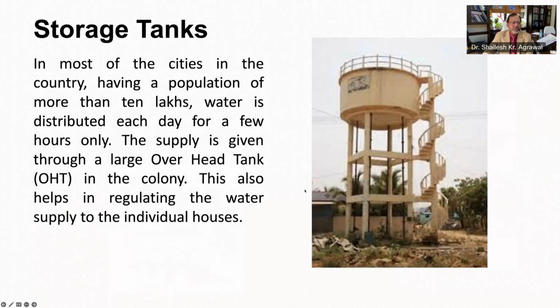In most of the cities in the country having a population of more than 10 lakhs, water is distributed each day for a few hours only. The supply is given through a large overhead tank or OHT, as shown in this figure. This also helps in regulating the water supply to the individual houses.